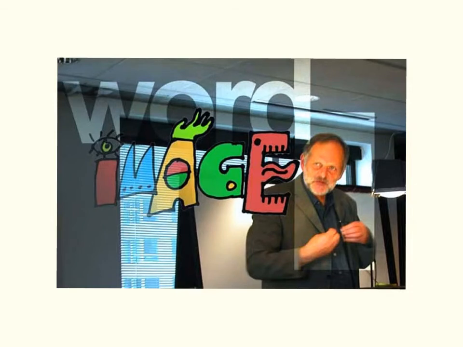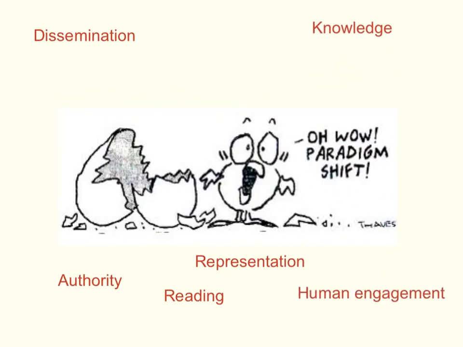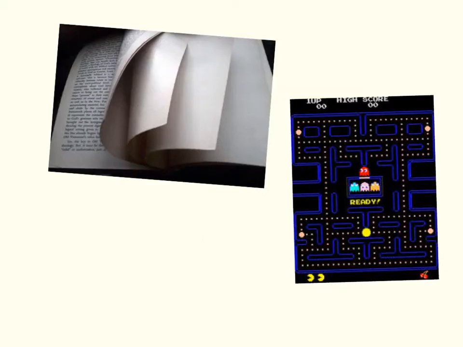My remix is of Gunther Kress's Reading Images, Multimodality, Representation, and New Media. Gunther discusses shifts in knowledge, human engagement, representation, dissemination, forms of reading, and authority. He discusses the shift from book and page to screen and image, and how each mode makes commitments for meaning.